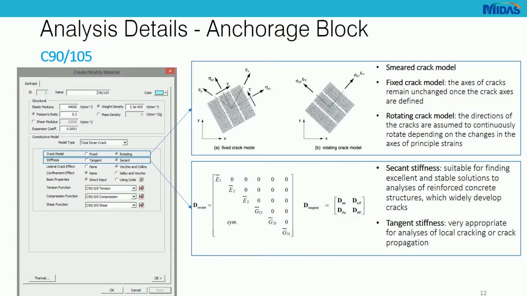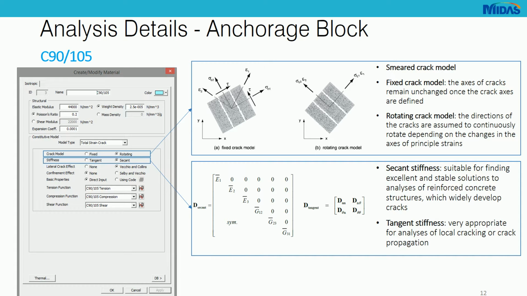The fixed crack model assumes that once defined, the axis of the cracks will not change, so as we increase the load, they will carry on in the same directions. Whereas the rotating crack model assumes that the crack axis will always change depending on the principal strain. In this analysis, we have used the rotating model.